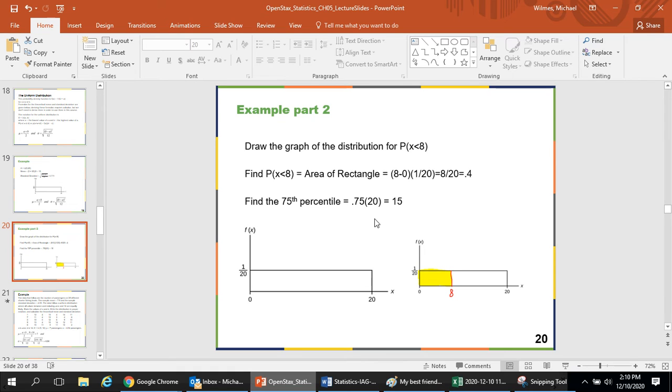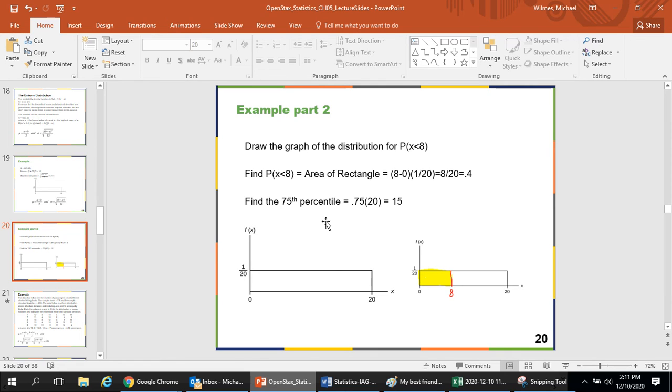All right, let's go to the second part of this example, and this lesson's almost done. Draw the graph of the distribution for the probability that x is less than 8. So to do that, we're looking at our uniform distribution. And we want to find the probability x is less than 8. So I try to locate 8 on my graph. I made an ugly sketch of it here. Put the 8 a little bit too early, but you get the point. And I shaded in everything less than it.